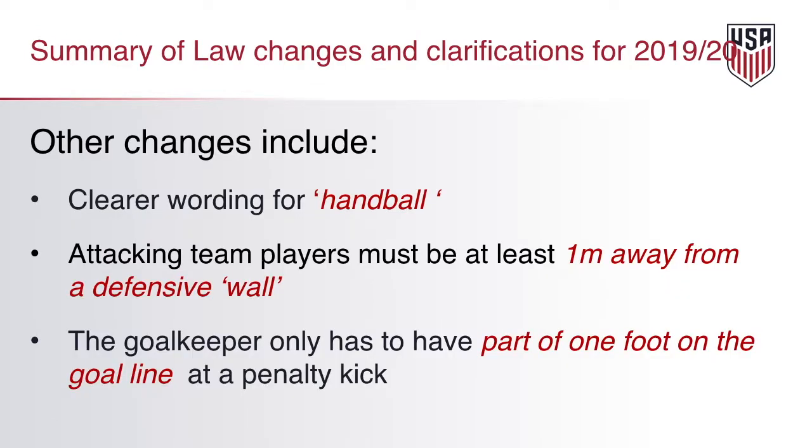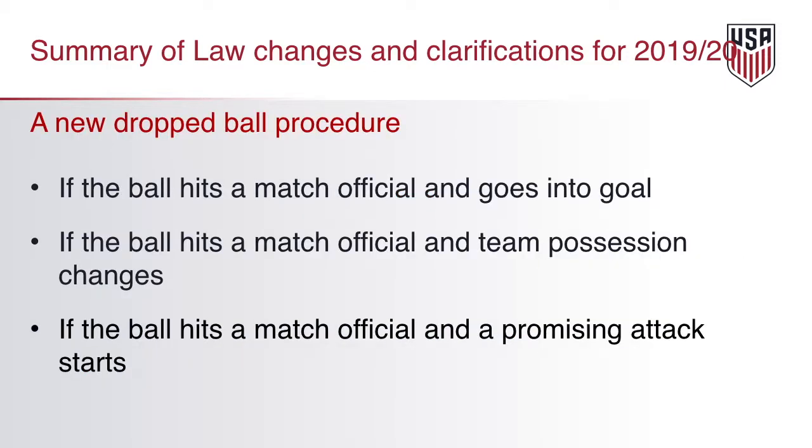Summary of law changes and clarifications for 2019-2020. Other changes include clearer wording for handball. Attacking team players must be at least 1 meter away from a defensive wall. The goalkeeper only has to have part of one foot on the line.